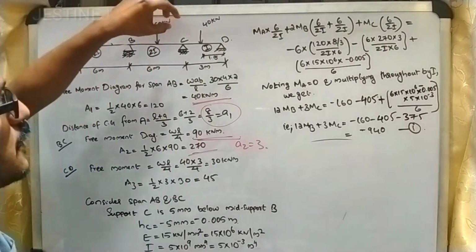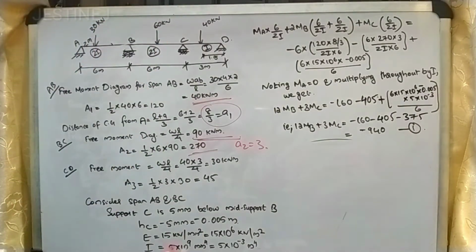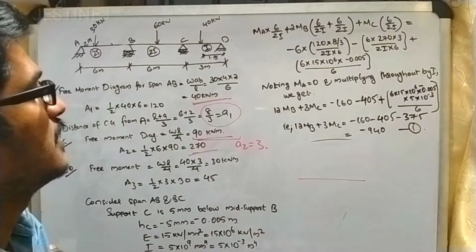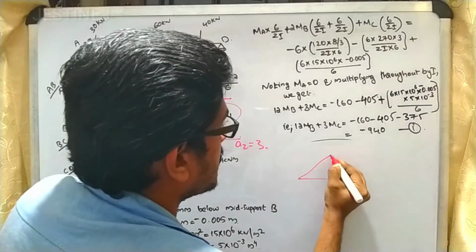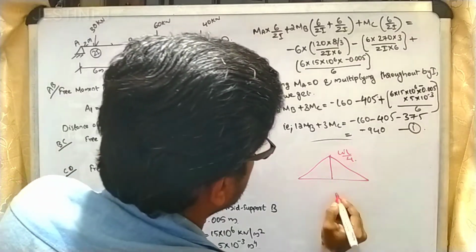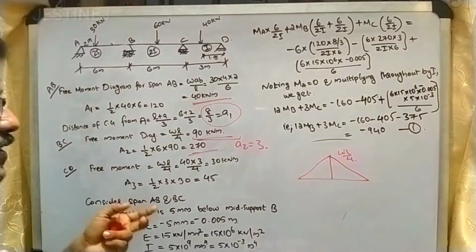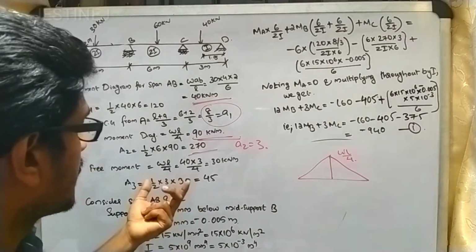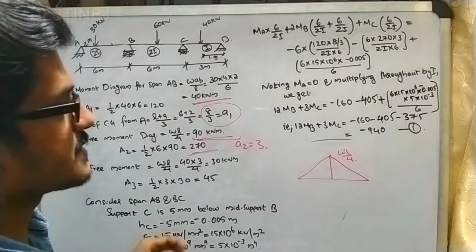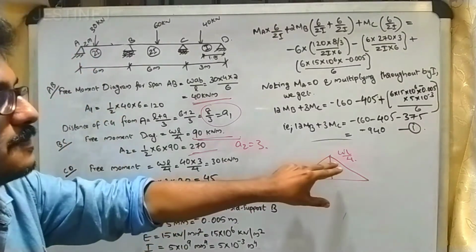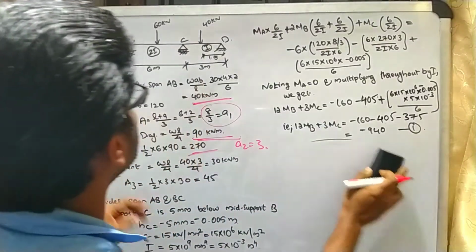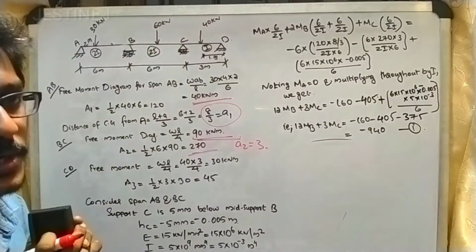Then you can also calculate the CD value. The free moment diagram for CD is going to have the 40 kN load acting at the center point, so the value is also WL by 4. This area you can easily calculate using the right-angled triangle, that is half multiplied by 3 multiplied by 30, which is equal to 45. This is the way we find the area and the center of gravity distance. Our first intention is to work out this ABC portion only.